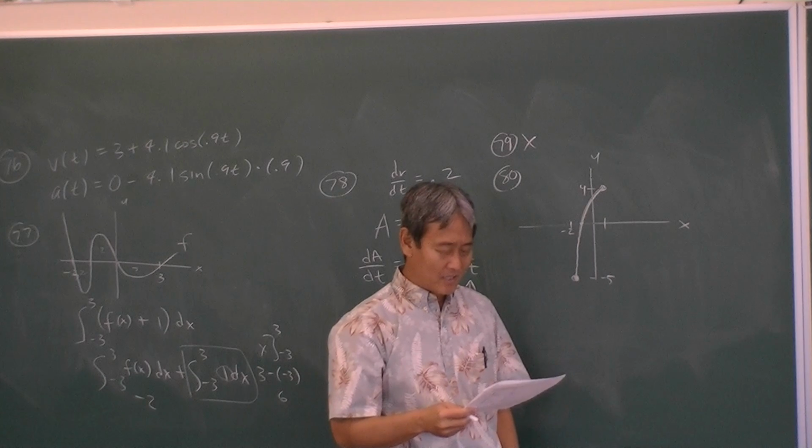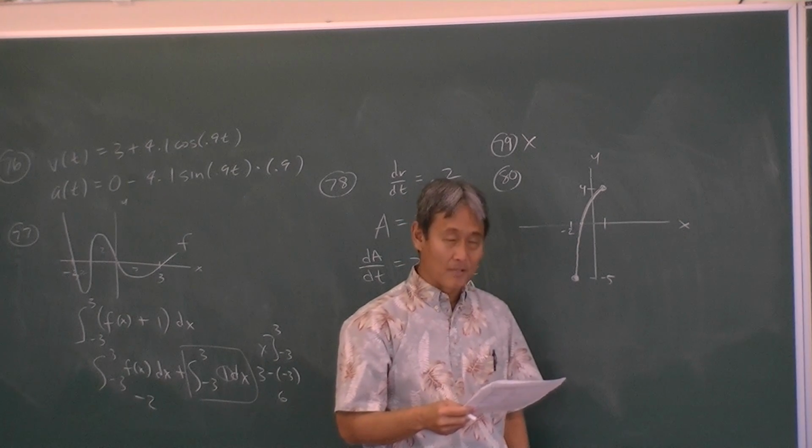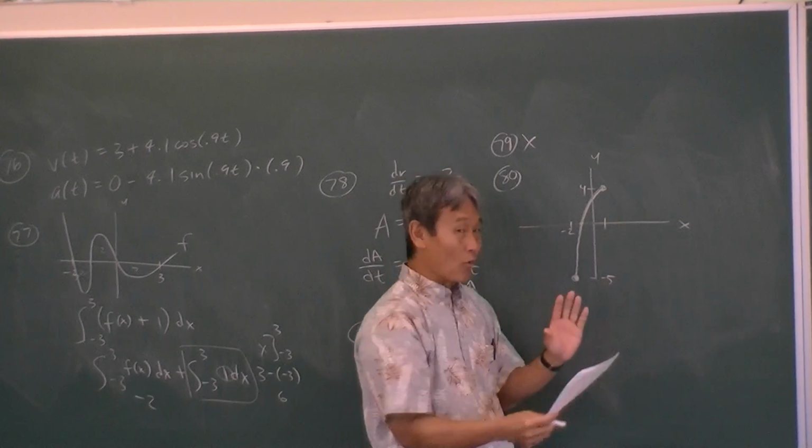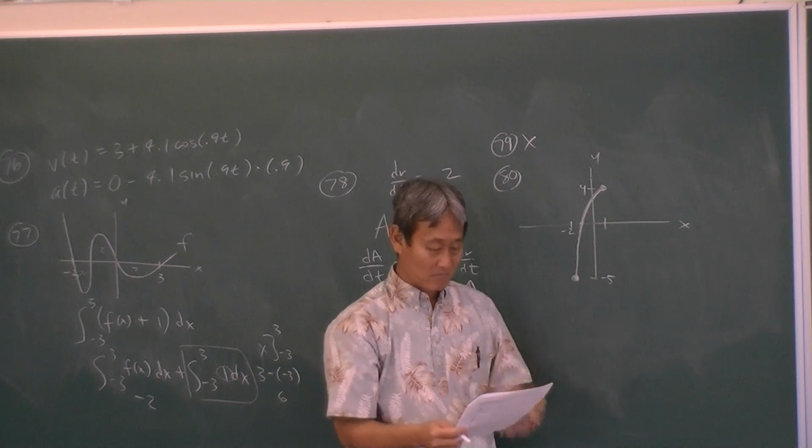There exists a value of c such that f prime of c equals 0. That means somewhere in between here and here, the slope of the graph has to be 0.